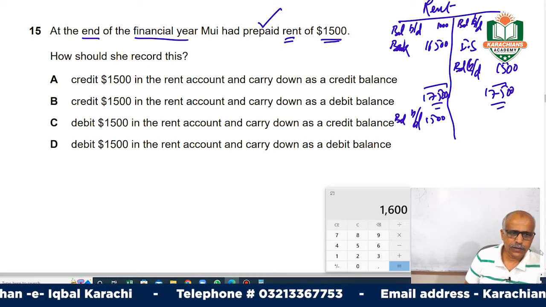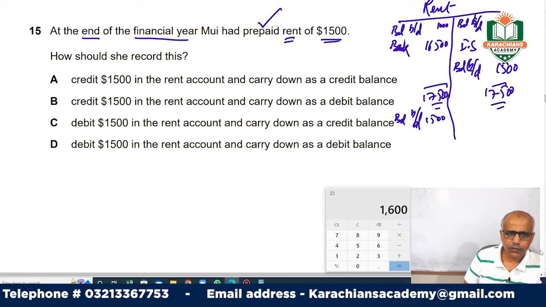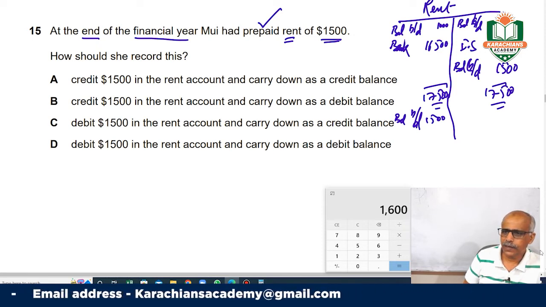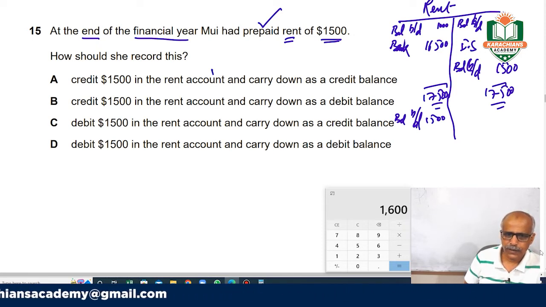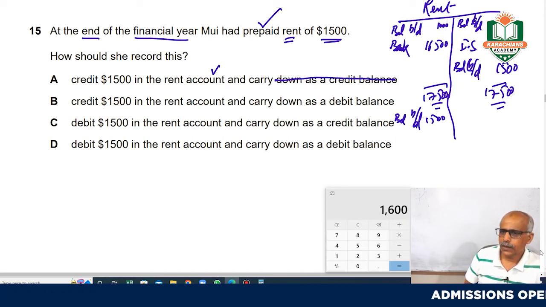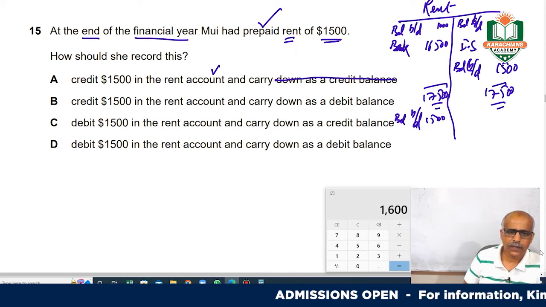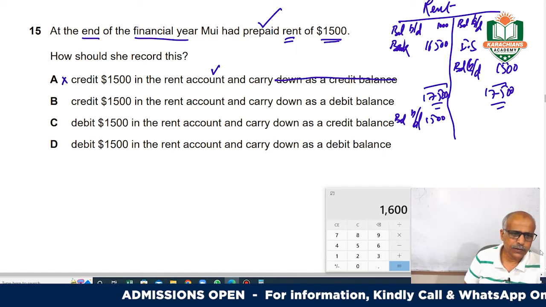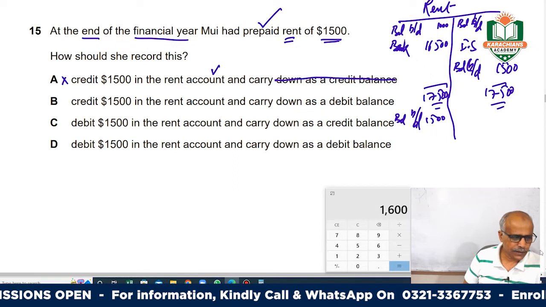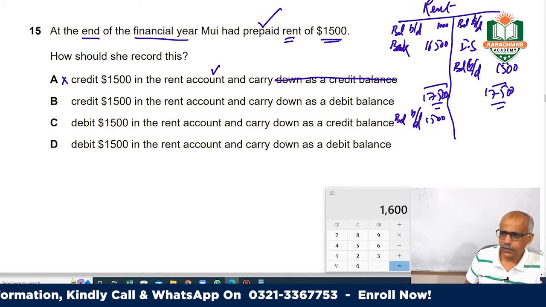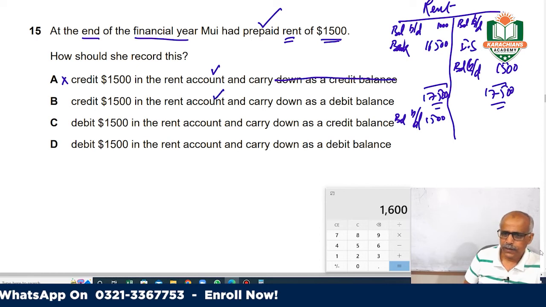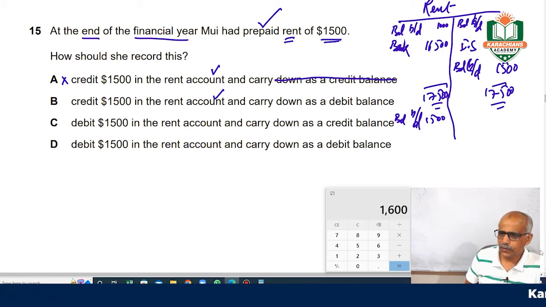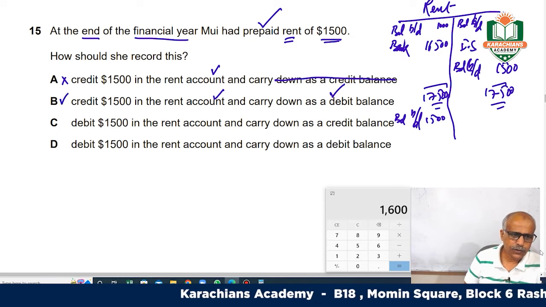Okay, let us see what it says. How should she record? Credit 1500 in the rent account. Yes, it is okay. And carry down as credit balance, no, this is wrong. It should be carried down as a debit balance, right? Credit 1500 with the rent account, yes, we will credit. And carry down or bring down as a debit balance, so this is correct. So this option is correct.